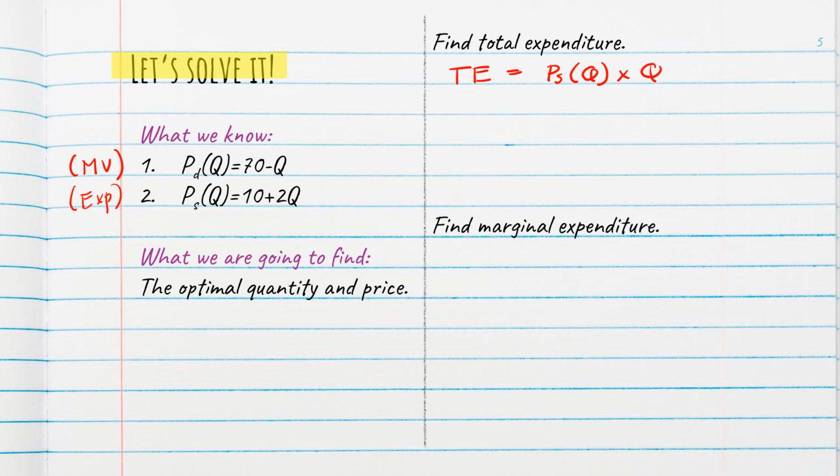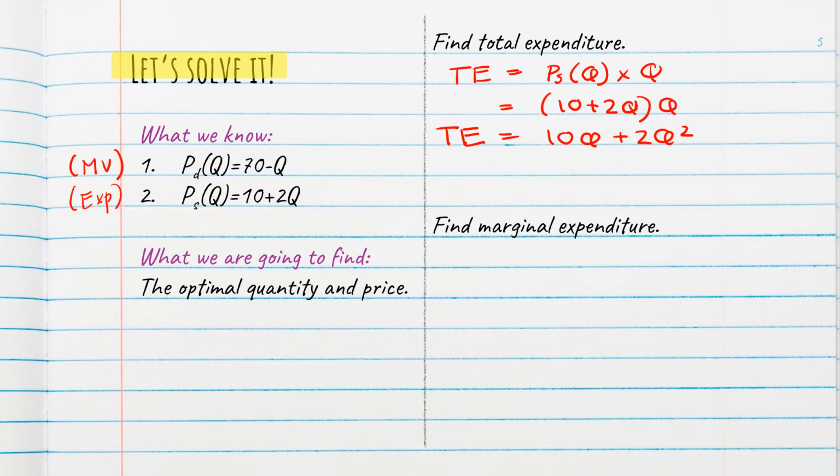In this case, it's US military uniforms, and it's price times quantity, right? So this is expenditure on uniforms. And we know that the price that the US government has to offer comes from the supply curve. So now we're going to fill in what we know. We have 10 plus 2Q all times Q, which turns into 10Q plus 2Q squared. So that's our total expenditure.